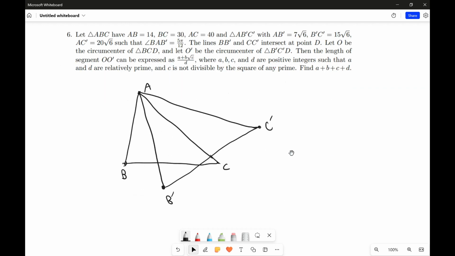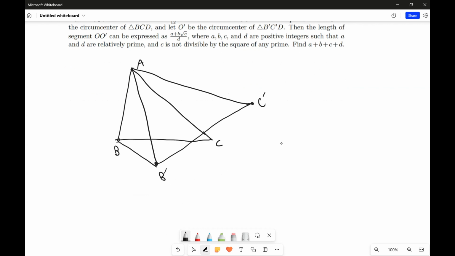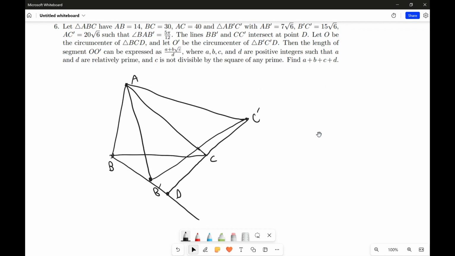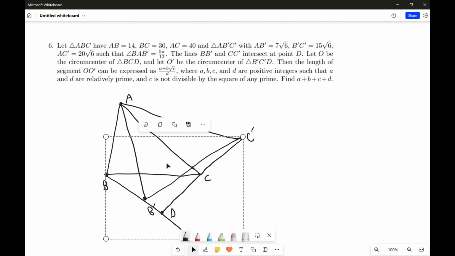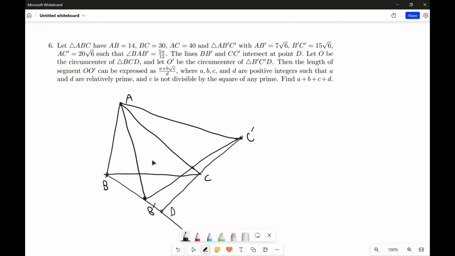And then we have the lines BB' and CC' intersect at a point D. And now we want to find out where the circumcenter of BCD is. If we go ahead and draw it in, this is the perpendicular bisector of BD and the perpendicular bisector of CD. It ends up being somewhere around here, which is very close to the circumcenter of ABC.